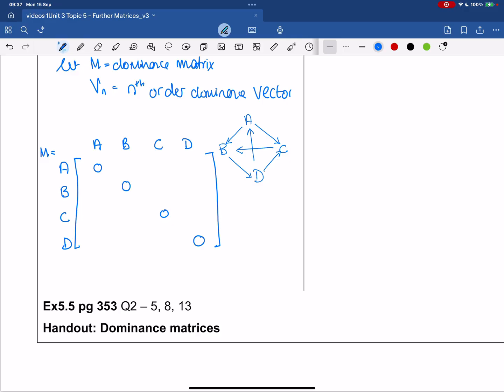All right, now we just need to put in whoever defeated whoever. So A defeated B and A defeated C. Who did B defeat? Well, B only defeated D, so it didn't defeat any of the others. How many did C defeat? Well, C only defeated B. And D defeated C and A and not B.